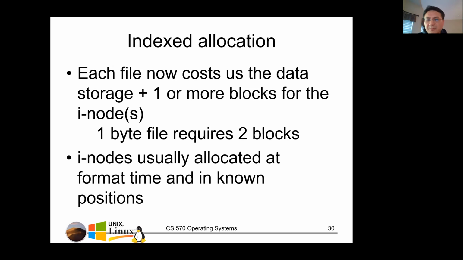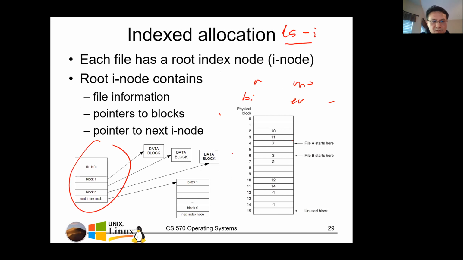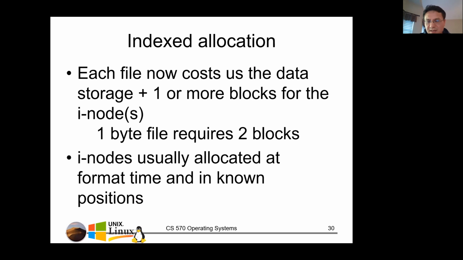Some optimizations of this scheme for handling very small files: if the file size is very small, you could just put the actual data of the file in the file information section of the inode. So you don't have to use another physical block just for holding that 1 byte. Actually, in the Windows NTFS file system, this is one of the optimizations they did.